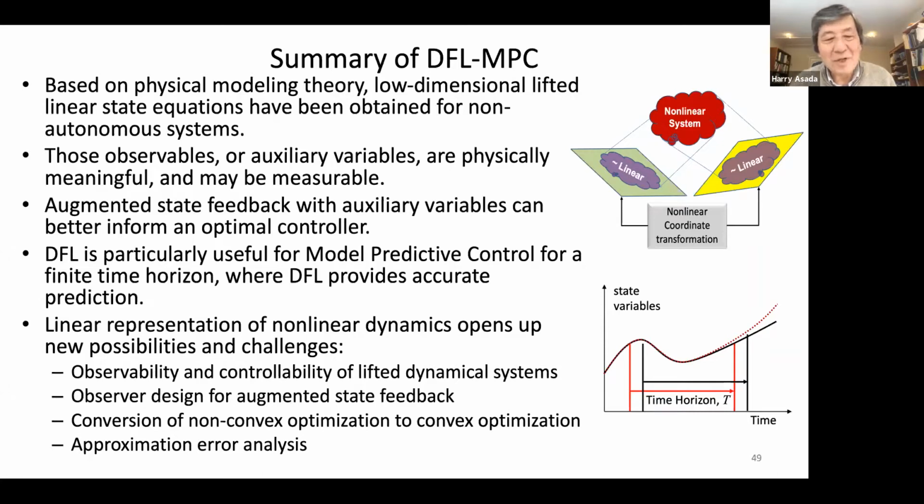Some variables are not directly measured, so you wish to construct the observer, right? So, combined with the observer, this may be an interesting direction to go. And conversion of non-convex optimization to convex optimization, this is a big one. Even though we have accurate nonlinear models, it turns out that it's harder to find the global minimum for that nonlinear system. But if the problem can be converted to convex optimization, here we go. It's a very, very straightforward problem, right?